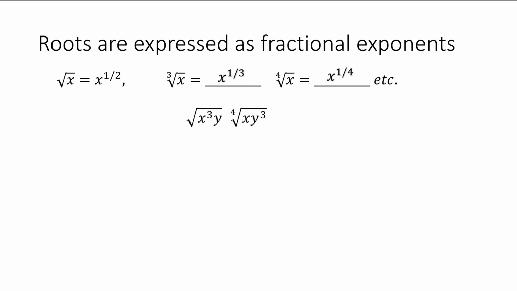So here's a problem. Square root of x cubed y times the fourth root of xy cubed. We could change these root signs into fractional exponents, and we'd have (x cubed y) raised to the 1/2 times (xy cubed) raised to the 1/4. We could then use the rule for exponents that tells us a power raised to another power, you multiply the exponents. So here, if we multiply the exponents in the first parentheses by 1/2, we're going to have x to the 3/2, y to the 1/2. And then in the second set of parentheses, we can multiply the exponents by 1/4, and we will have x to the 1/4, y to the 3/4.